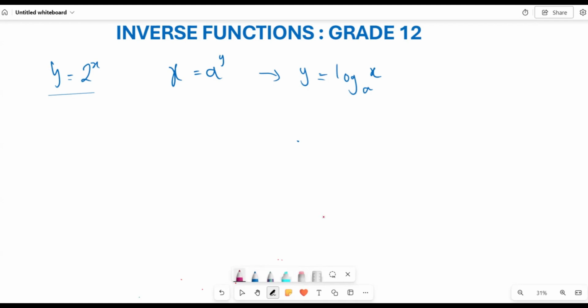Right? Let's see. Now, can you see that? Remember, we said when we are doing inverse, we are going to interchange your x and also your y. So this is going to be the same as x equals 2 to the power of y. And now, how do you deal with this? Under inverse, we want to make y the subject of the formula.